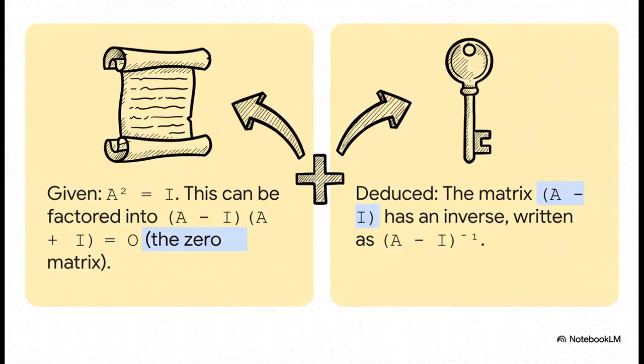Okay, check this out. This is where it gets good. On one hand, we have our original fact that A squared equals I. We can rearrange that to A squared minus I equals 0, and that factors out to (A minus I) times (A plus I) equals the 0 matrix. On the other hand, we just figured out that the first part of that, A minus I, has an inverse. It's time to put our two clues together.